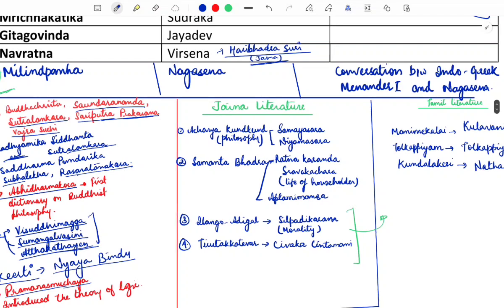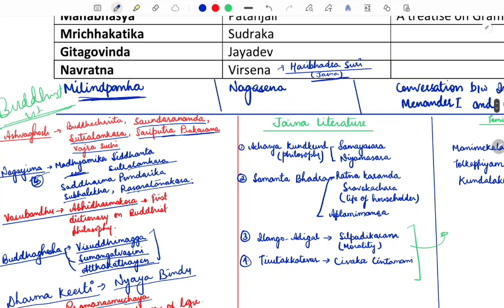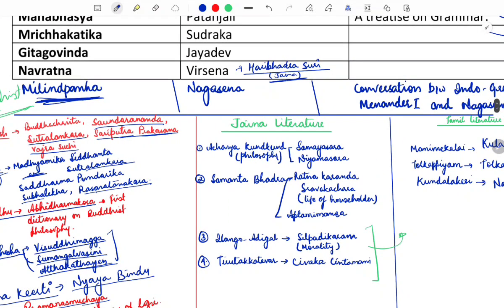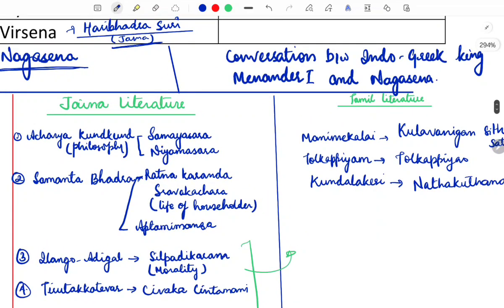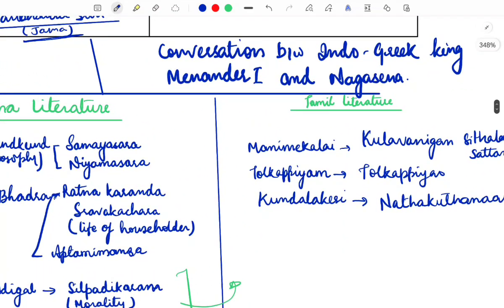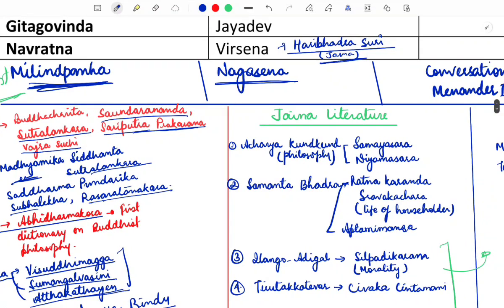Next, I actually forgot to mention one more Buddhist text here. It is Milind Panha. You must have heard, this is a very popular Buddhist text. Milind Panha was written by Nagasena, and this book is all about a conversation between the Indo-Greek king Menander and Nagasena. This compilation came as a book called Milind Panha.